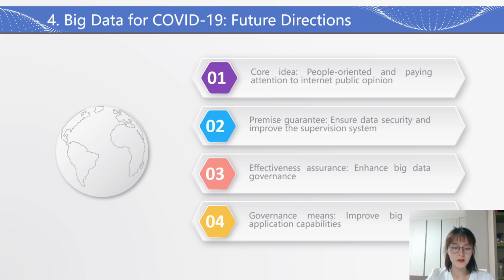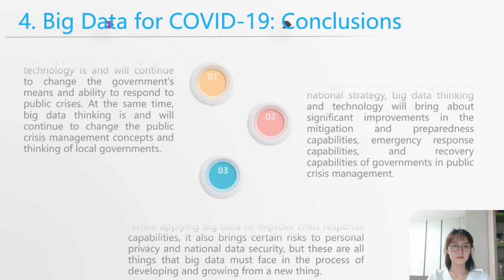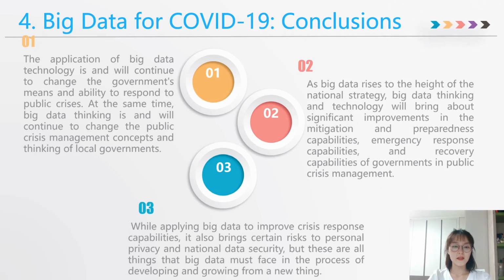The last one, cloud computing, Internet of Things, intelligent perception, and mobile Internet technologies that are integrated with big data are advancing by leaps and bounds, bringing unprecedented opportunities to the response and governance of public crisis. The COVID-19 has not yet ended, and the application of big data technology is and will continue to change the government's means and ability to respond to public crisis.